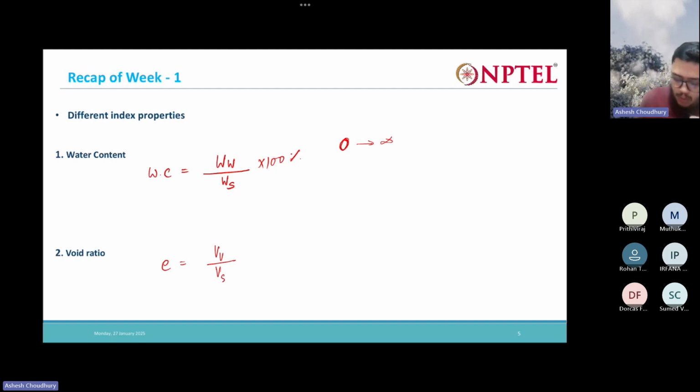Now similarly, what is the lower limit of void ratio? Again, the lower limit of void ratio is also zero. Hypothetical situation where soil has no voids. And similarly, similar to water content, there is no upper limit.